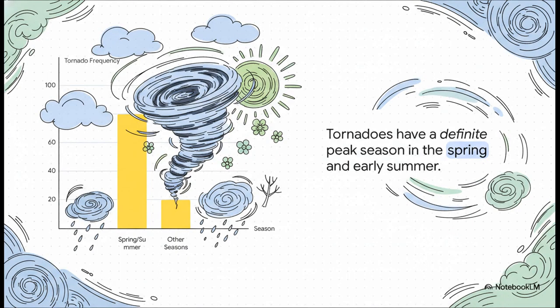And there's definitely a peak season too. Most tornadoes happen in the spring and early summer. That's when the temperature differences between those air masses are the most extreme. But, and you really got to remember this, the right conditions can pop up and create a tornado literally any time of the year.